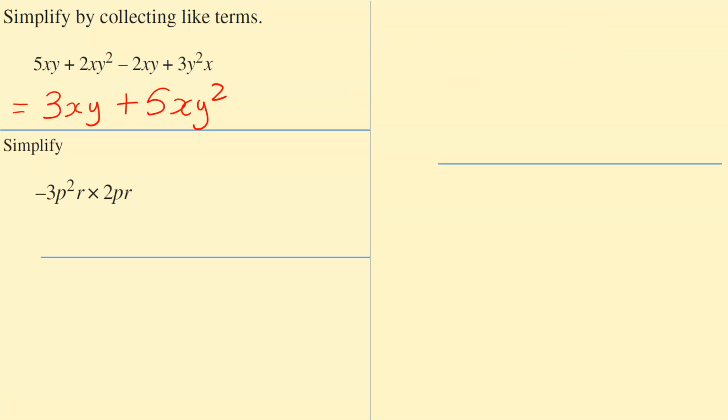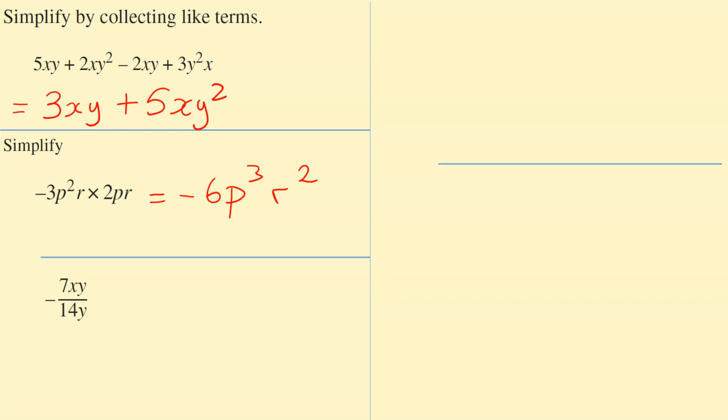Simplify that. There's a multiplication symbol here, and notice that this number is following the variable here, and that's why there's a multiplication symbol there. So we do it as negative 3 times 2 gives us negative 6. Let's look at the p's now. We have p squared and p. That gives us p cubed, and r times r squared.